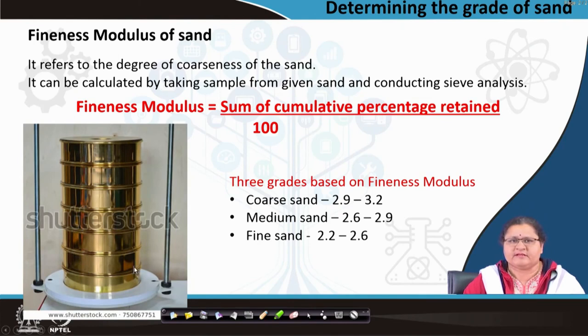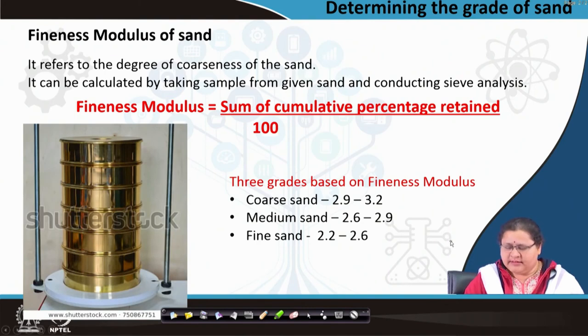So, if it is only on the lower shelf, the cumulative starts only in these two shelves or these three shelves, and it will give a very low value. So, value below that also is not to be entertained.